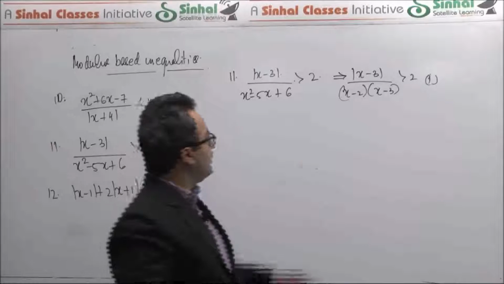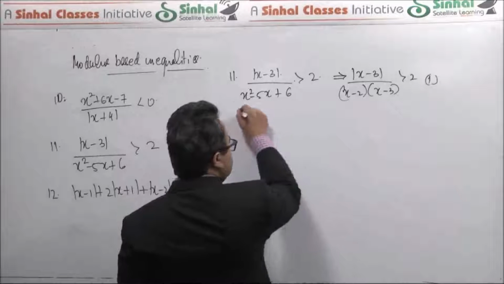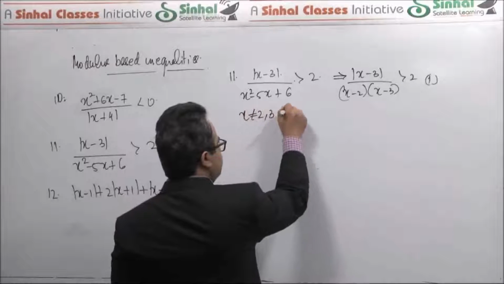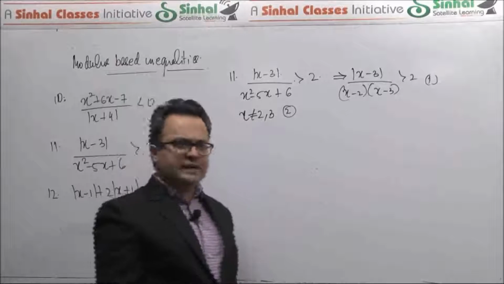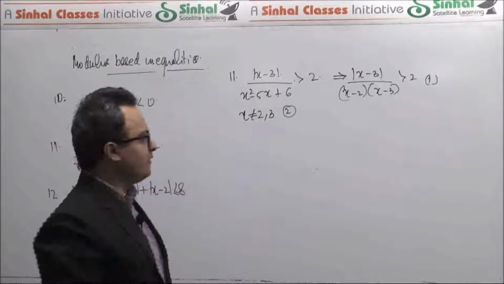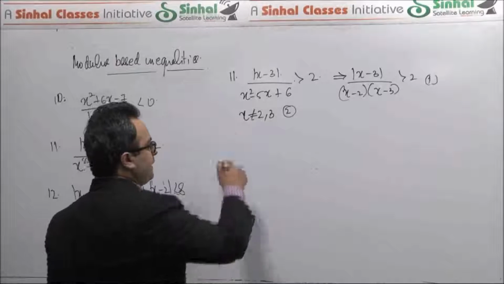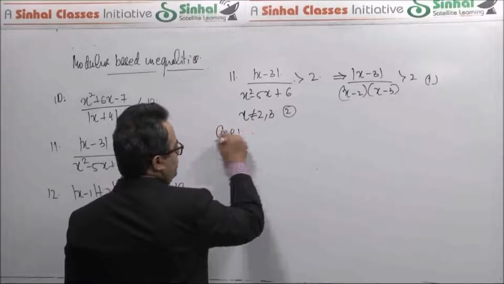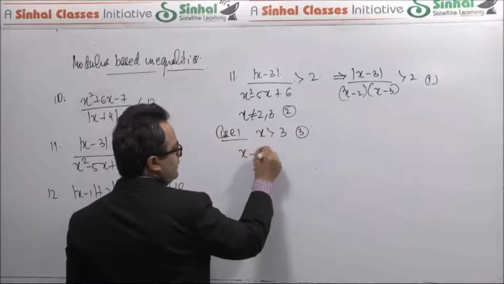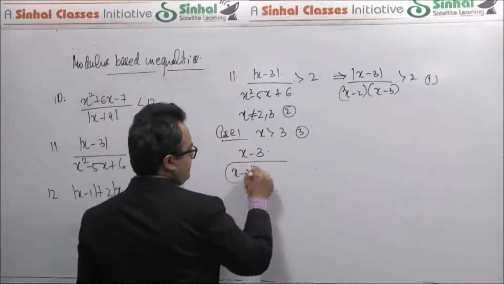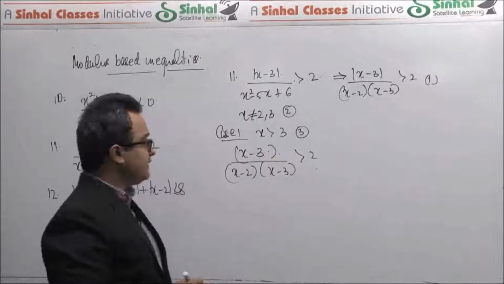And the 11th question, the inequality, if we factorize the denominator, reduces to this particular form. From this form, the first thing that we'll say is that the value of x should neither be equal to 2 nor can it be equal to 3, because the expression will not be defined. So we can take two cases now. x can either be greater than 3 or it could be less than 3. So if x is greater than 3, then this is the inequality.